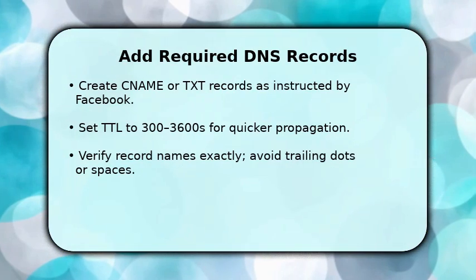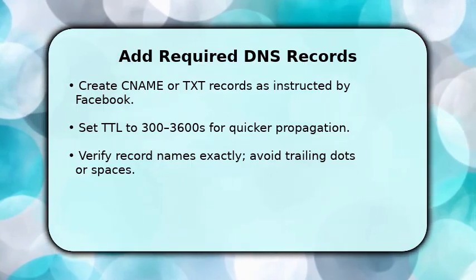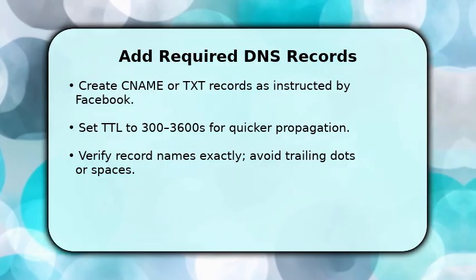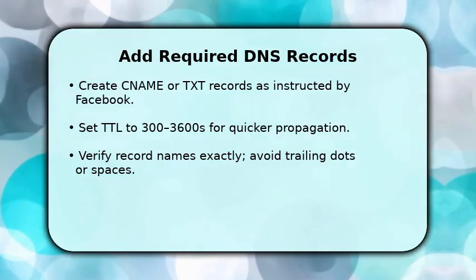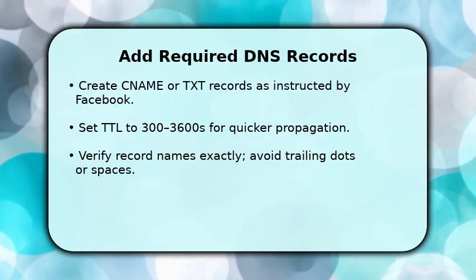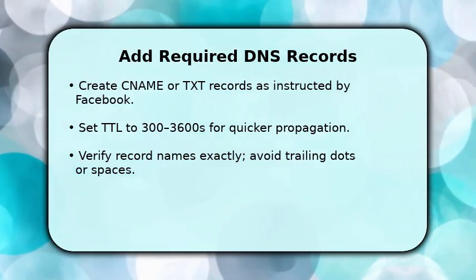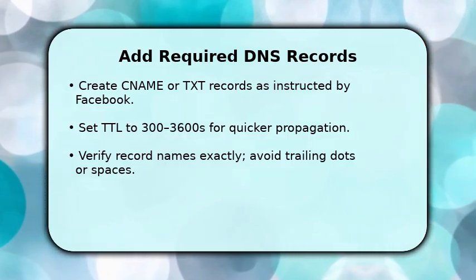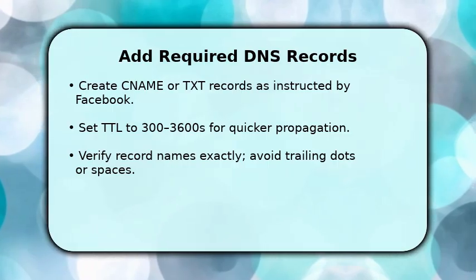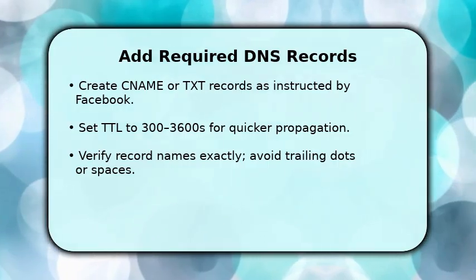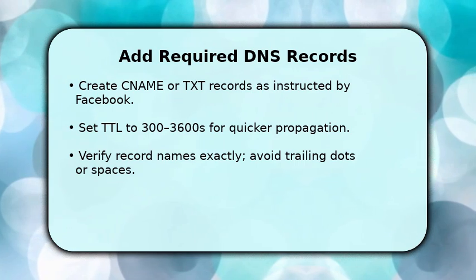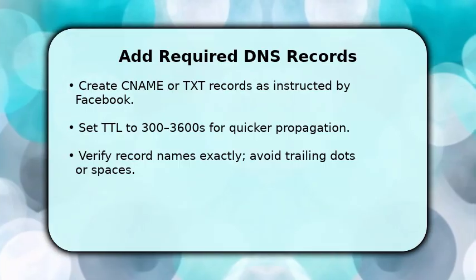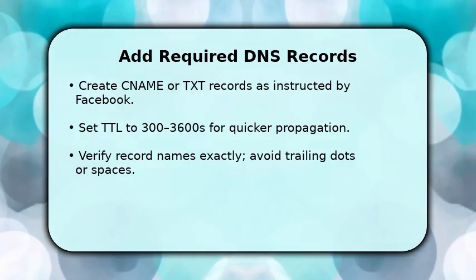Now you add the records. Create the specific CNAME or TXT entries Facebook requires, copying values exactly. Name, type, and value. Set TTL between 300 and 3,600 seconds so changes propagate promptly while still caching efficiently. Make sure there are no extra spaces or trailing dots in record values because small formatting errors break verification. After saving, use your DNS panel's validation tool or dig/nslookup to confirm the record appears from multiple public resolvers.